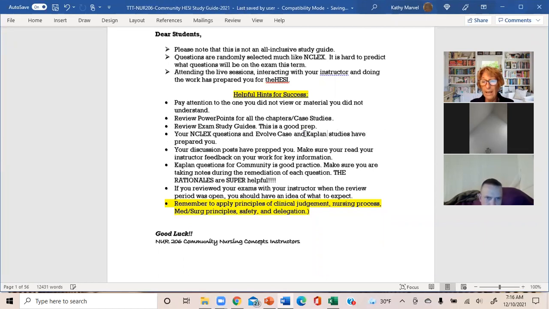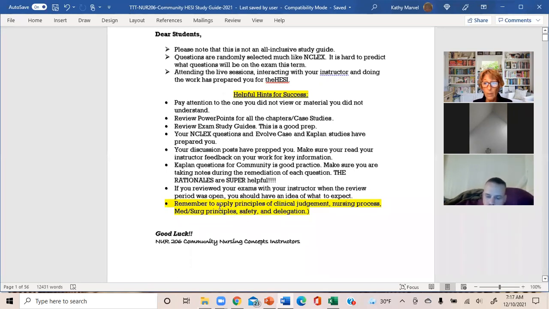Kaplan has prepared you. I mean, the Kaplan is as close to an NCLEX or a HESI question as you're going to get. Okay. And then your other assignments during the term, your discussion posts. Well, here's Kaplan. Kaplan questions for community is good practice. Make sure you're taking notes during the remediation of each question. The rationales are super helpful. Again, rationales. If you reviewed your exams with your instructor when the review period was open, you should have an idea of what to expect.